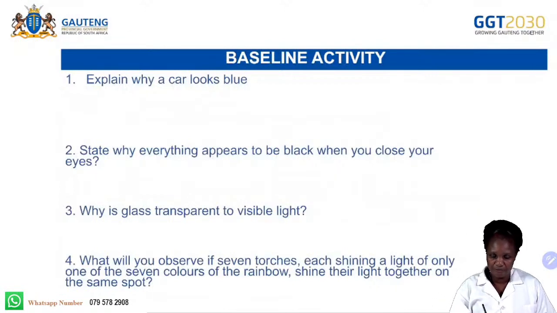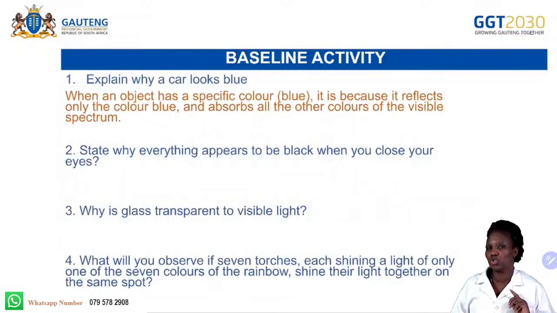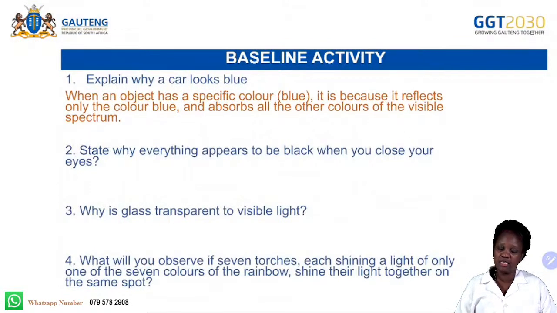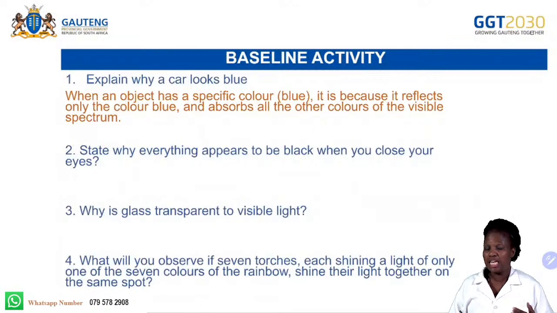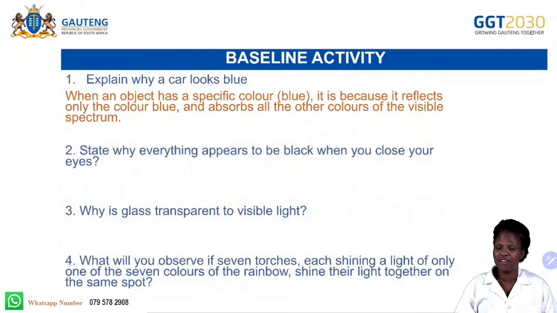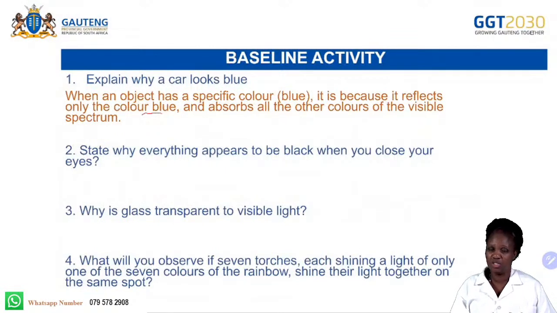All right, let's check the first question. It says, explain why a car looks blue. Why should a car look blue? It is when an object has a specific color. For example, here the car is looking blue. It is because it reflects only the color blue and absorbs all the other colors of the visible spectrum.